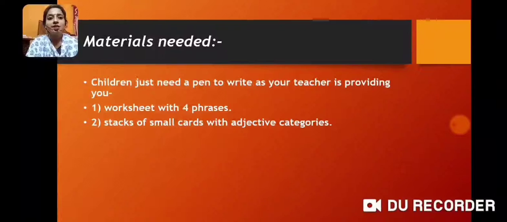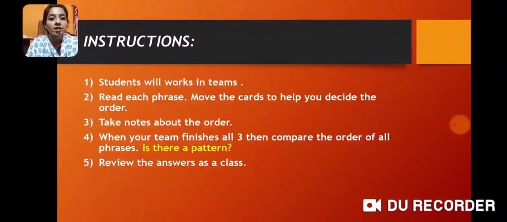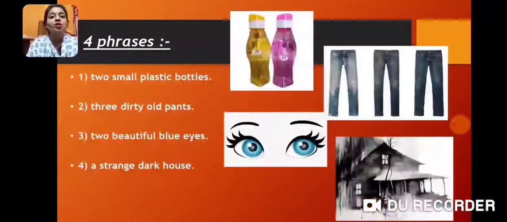Now materials needed. Children, you just need a pen to write as your teacher is providing you the worksheet with 4 phrases and stacks of small cards with adjective categories. So your time starts now. Just look at these 4 phrases. First one I have already done. Now you will start with second, third and fourth. Arrange the stacks of card according to the adjectives.